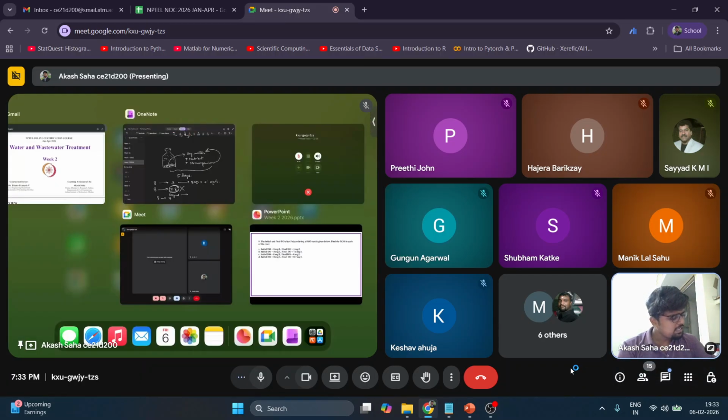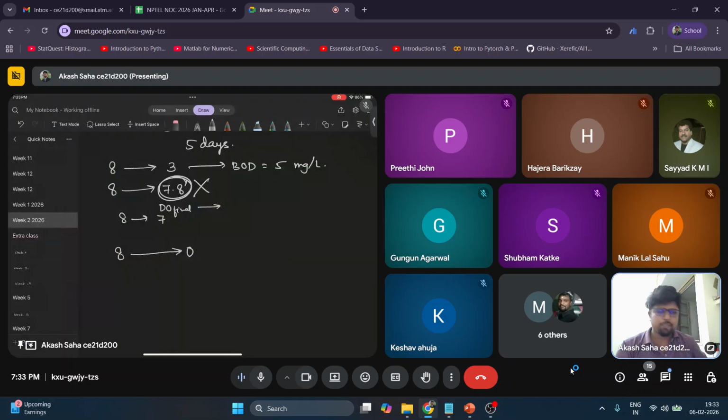So what happened is in the third case, the DO is moving from 8 to 0. Now we are talking about a 5-day test, right? So after 5 days, we are measuring the DO. This total reduction of DO could have happened in 1 day, 2 days, 3 days, 4 days. We don't know the point where it has reduced from 8 to 0. If we know that point, then we can calculate, right? But we don't know how much time it has taken to go from 8 to 0. So that's why again we cannot rely on this result.